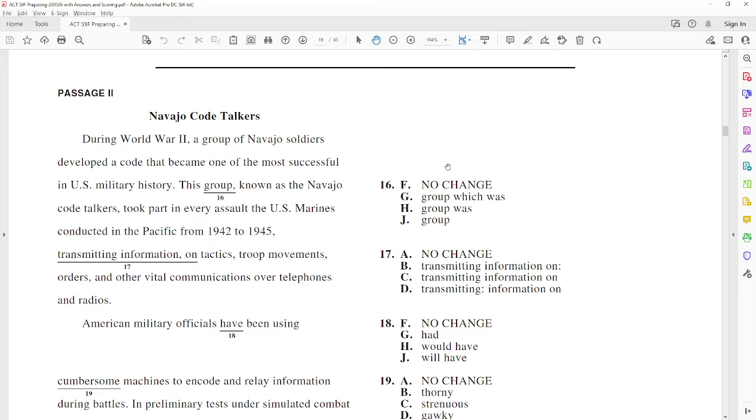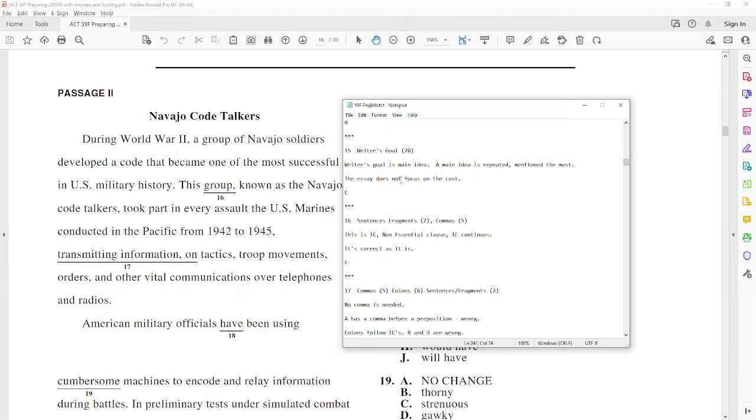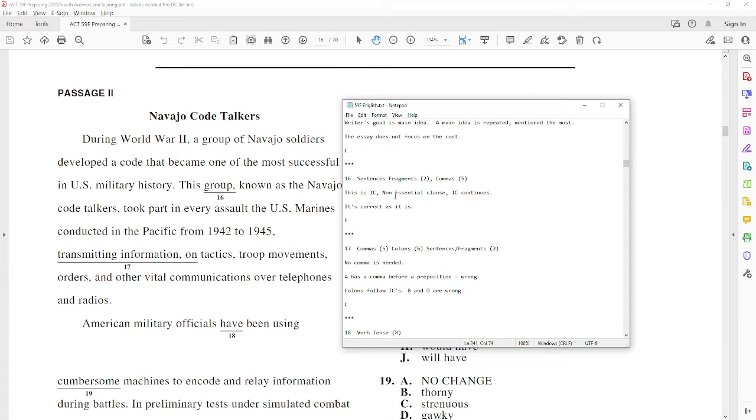Marines conducted in the Pacific from 1942 to 1945. Yeah, the group of Navajo soldiers. So it's right as written. I don't need to worry about anything else. There's a comma in front of known and a comma after talkers, indicating that that is non-essential information. 16 should have to do with sentences and fragments, commas, and I would add to it essential, non-essential.